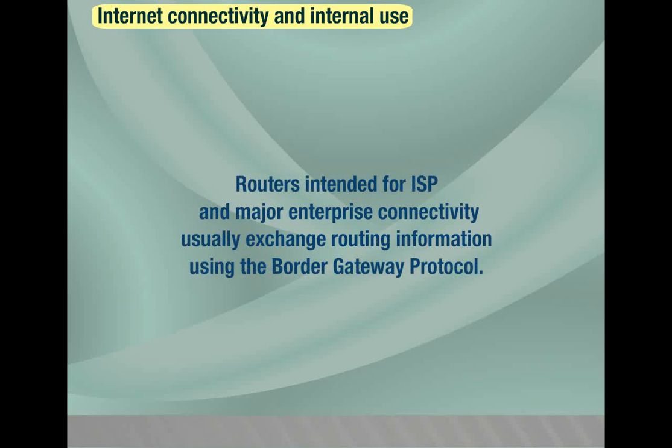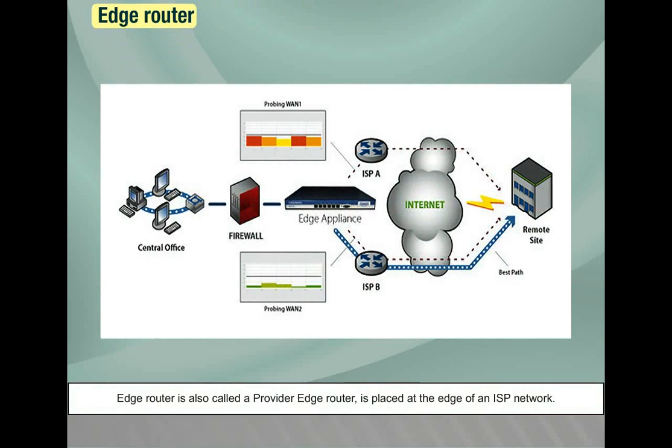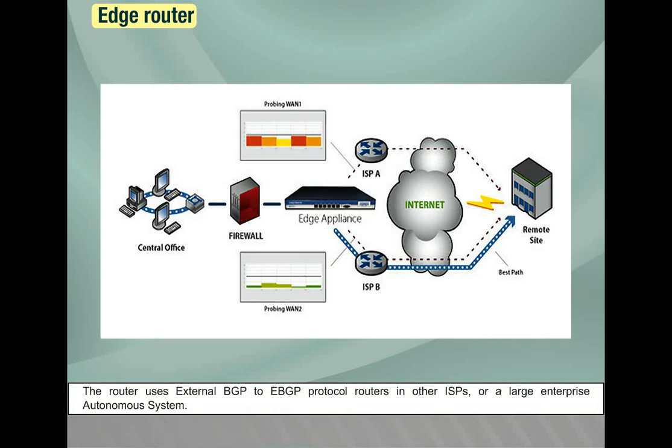Routers intended for ISP and major enterprise connectivity usually exchange routing information using the Border Gateway Protocol. Edge router. An edge router, also called a provider edge router, is placed at the edge of an ISP network. The router uses external BGP (eBGP) to exchange routes with routers in other ISPs or a large enterprise autonomous system.